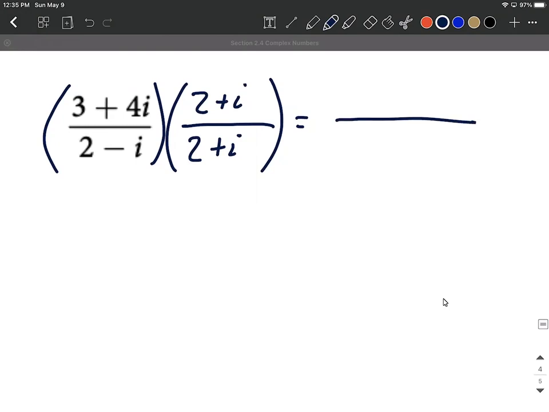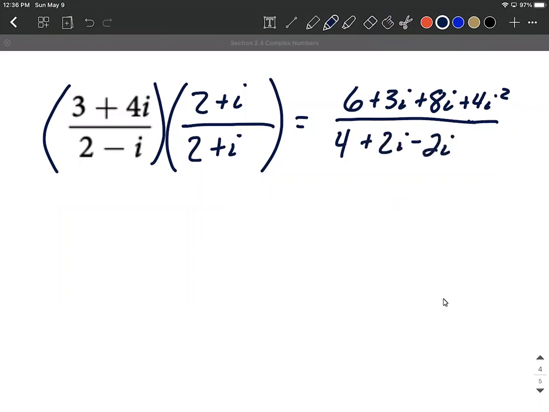So in our numerator, I'm going to get 2 times 3 is going to be 6, outer 3 times i, inner 4i times 2, 8i, and then last we have 4i times i is plus 4i squared. Denominator, very similar. First, outer, inner, last: 2 times 2 is 4, outer 2i, inner negative 2i, and last we have negative i times positive i is negative i squared.